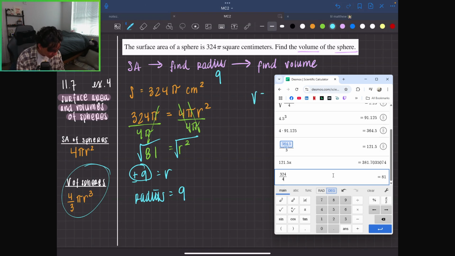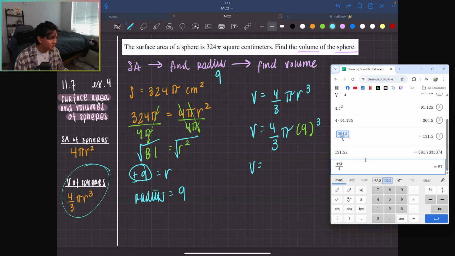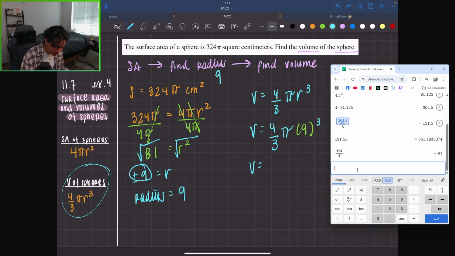The volume equals 4/3 pi r cubed. Thank goodness we know what the radius is now, which is 9 cubed. All right, so what's the first step over here? First, we're going to do exponents because of the order of operations. So 9 cubed, which is 9 times 9 times 9. I don't know what 81 times 9 is. It's tough. 9 cubed is 729. Yeah, I would never have guessed that. So 4/3 times pi times 729.